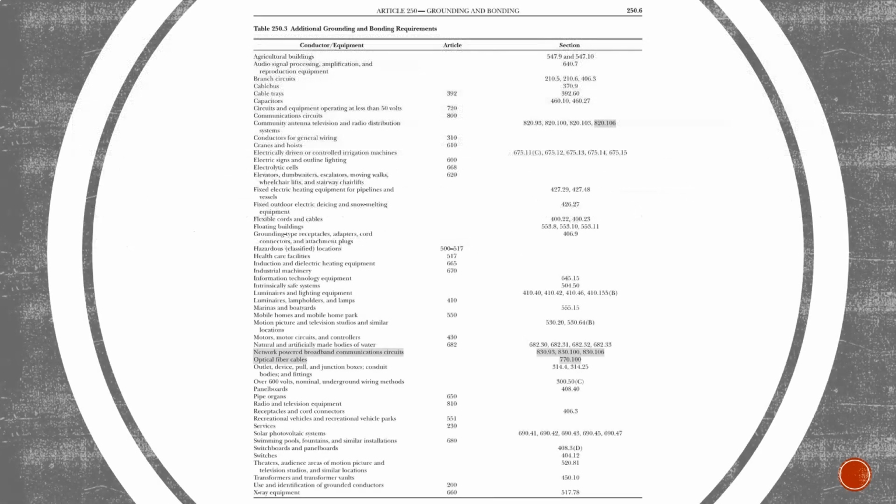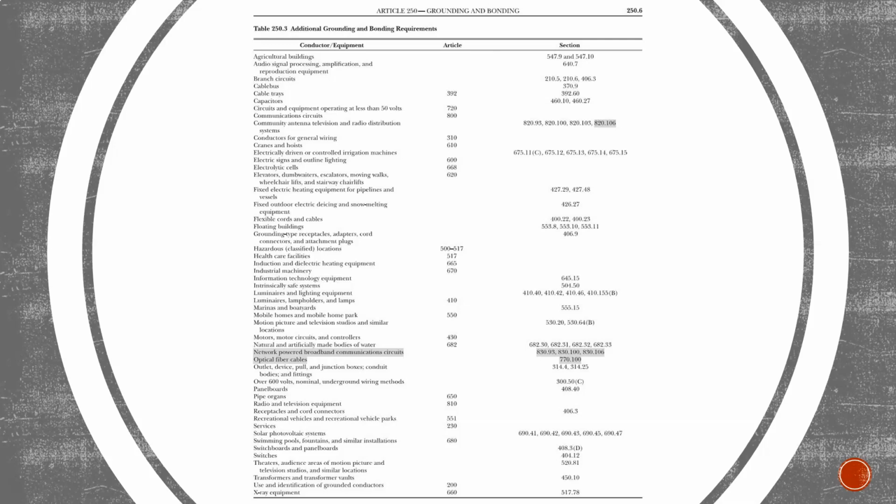Looking at Table 250.3 here works in a very straightforward way. So for example, if we were working on a cable tray system and we wanted to know the specific grounding and bonding requirements for cable tray, we would find cable tray on our left-hand column, and we would go straight across to our article number. So it's going to be located in our middle column in Article 392, and it's specifically in Section 392.60.